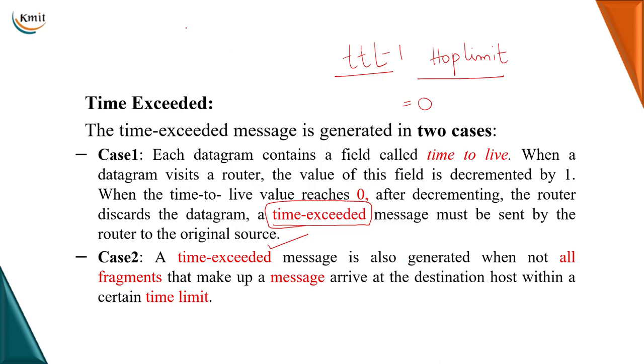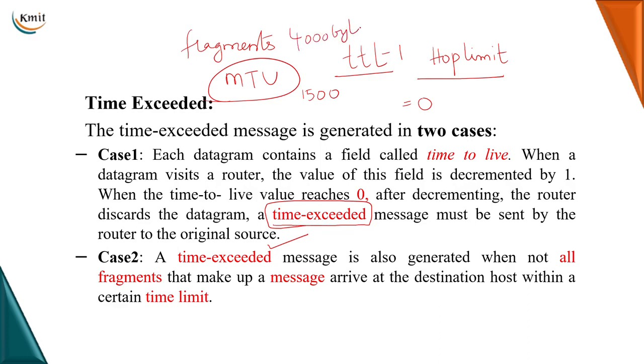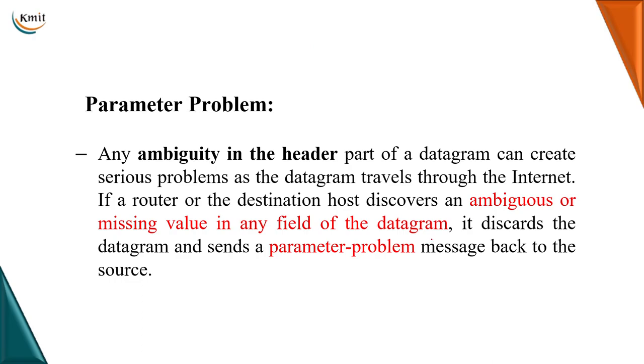As you all know, I told you about the packet fragments or the datagram fragments, where there is something called the maximum transfer unit. If the maximum transfer unit is 1500 bytes and your message size is 4000 bytes, you will fragment the message. You will divide the message into fragments. And if all the fragments of that message are not received at the destination, then the destination host will send a message called time exceeded to the source host, telling that all the fragments haven't been received within the time limit. Okay.